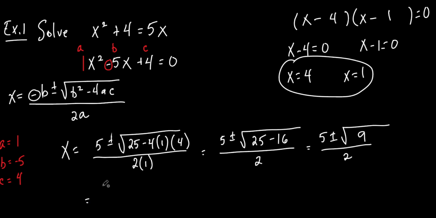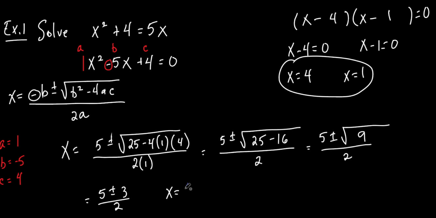So let's keep putting equal signs here. So what do I got? 5 plus or minus what? 3, and that's over 2. Now what I'm going to do is this. The plus or minus. Now I'm at a point where I can actually do the plus, and then I can do the minus. All right, so here's what I'm going to write.